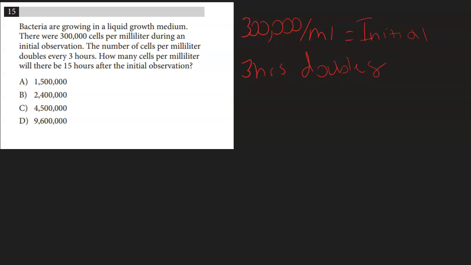How many cells per milliliter will there be after 15 hours in the initial observation? So 15 hours, how many will be left? All right, sweet. So we know there's going to be 15 hours, and every 3 hours it doubles. So that means it's going to double 15 over 3. It's going to double 5 times.